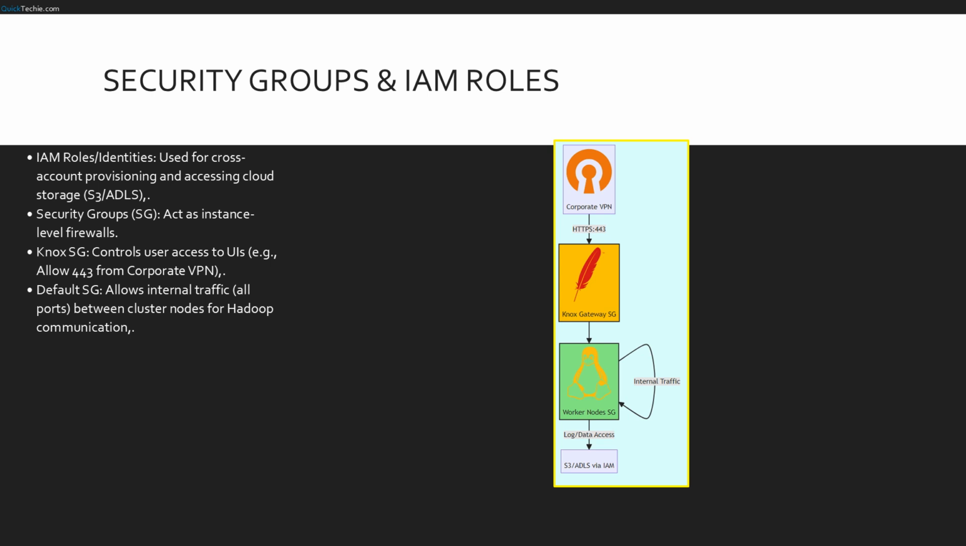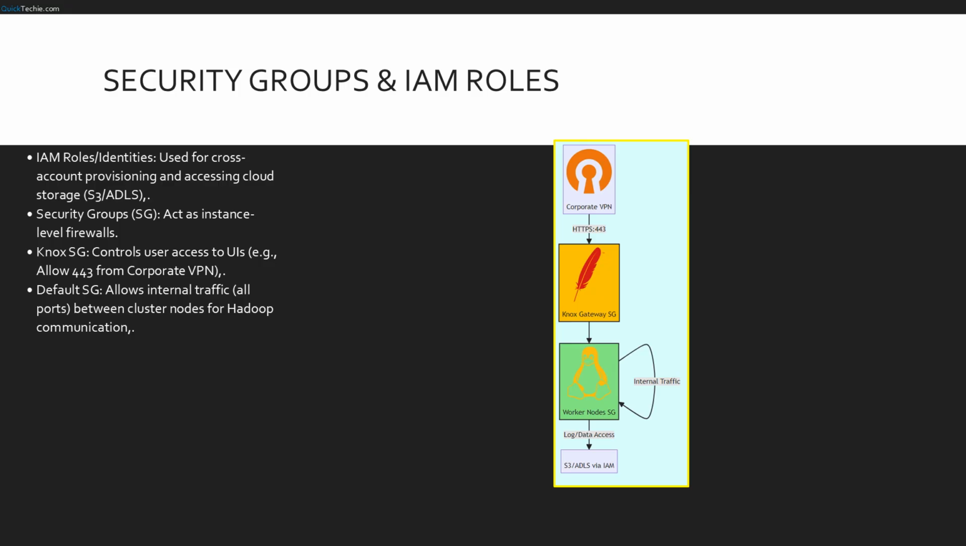Behind that, the default security group allows unrestricted communication between the cluster nodes themselves, which is essential for distributed systems like Spark and HDFS to function. This flow shows the security layering. External traffic from the corporate VPN enters only through the NOC gateway security group. Once inside, traffic flows to the worker nodes. Notice the self-referencing arrow on the worker nodes SG. This represents open internal communication.